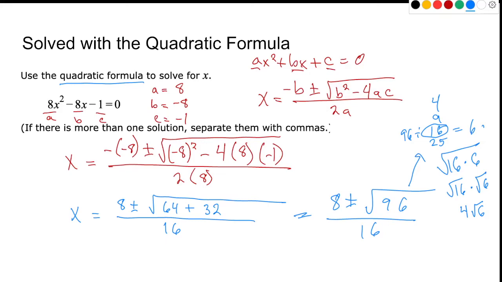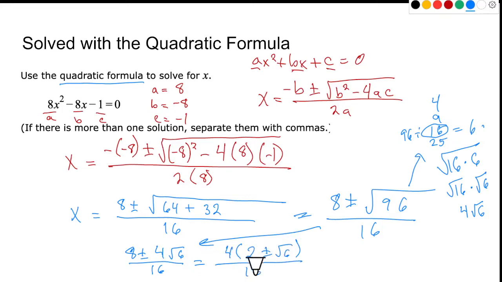So this now becomes, we'll come back over here, 8 plus or minus 4 square root of 6 over 16. Notice we can factor a 4 out of the top. So there's a 4 out of here and a 4 out of the 8. So we can take that 4 out. If you take 8 divided by 4, you're left with 2. 4 divided by 4 is 1. So you get plus or minus square root of 6. At the bottom we have 16. And so now we get some reducing.